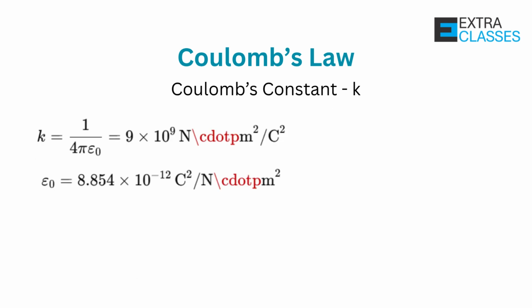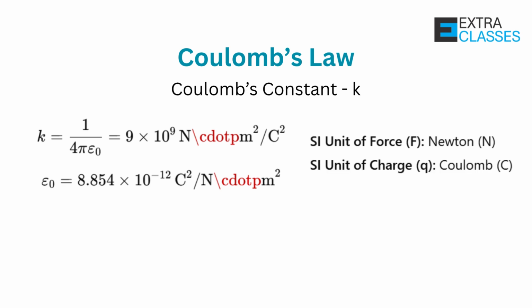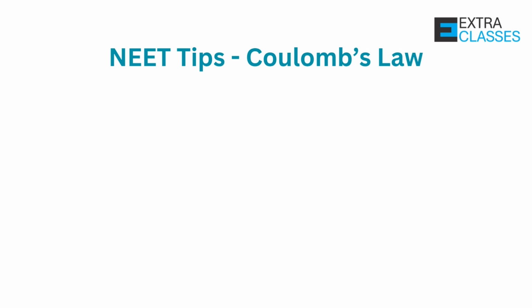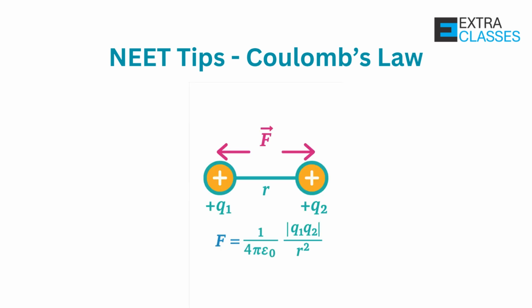This is the value of Coulomb's constant in vacuum or the free space. Here, the SI unit of force F is Newton N, the SI unit of charge Q is Coulomb C, hence, K is equal to Newton meter square per Coulomb square. Here are some tips for NEET. Remember that the force acts along the line joining the charges. Medium effect. If charges are in a medium of relative permittivity.